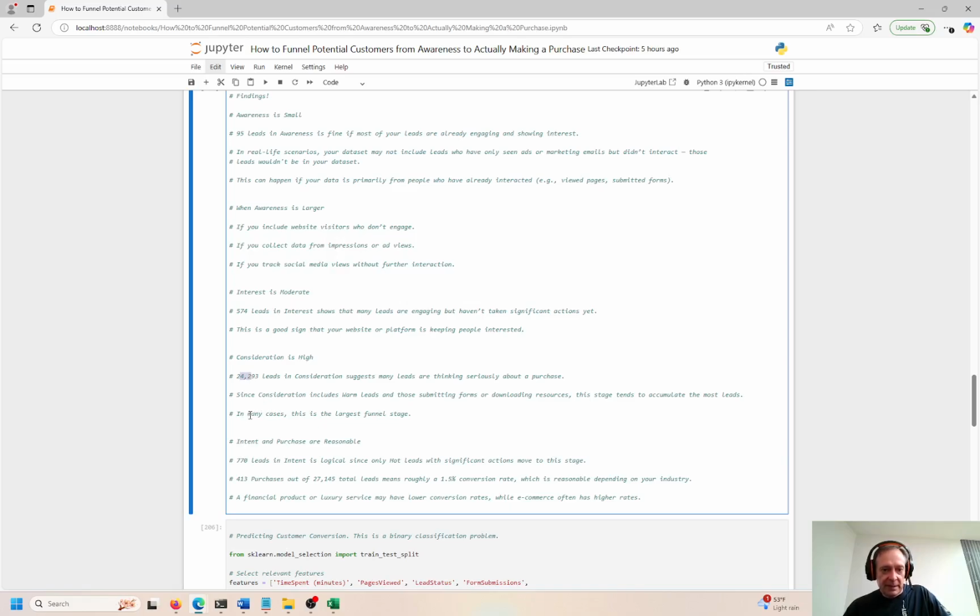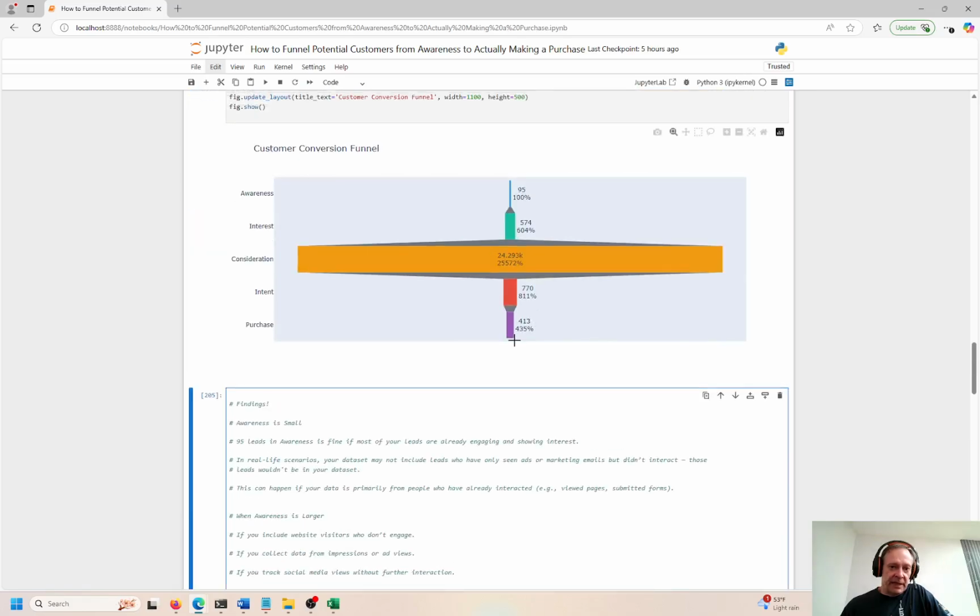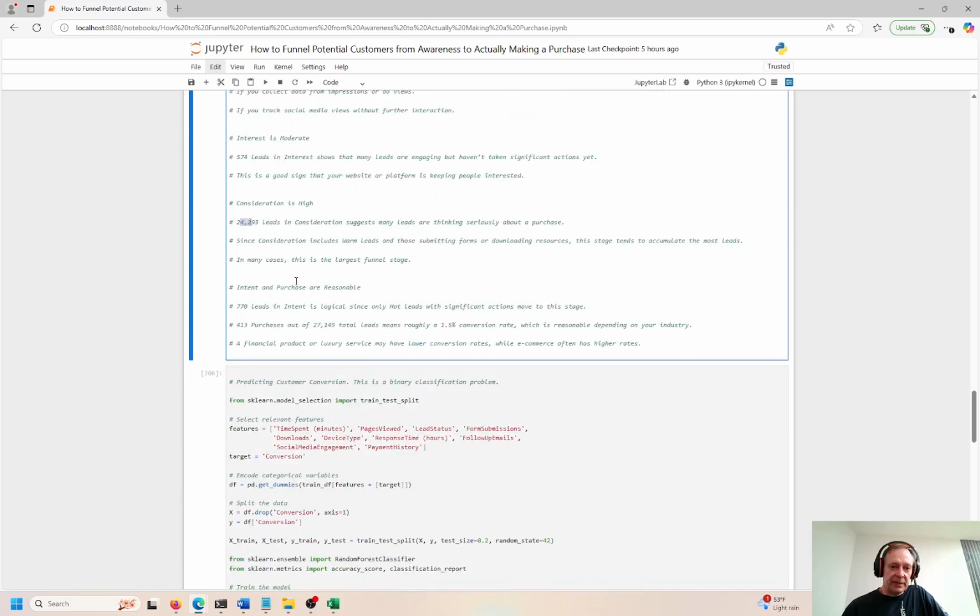In this case, this is the largest funnel stage, okay? Again, depending on how you define the problem and set it up and execute it, yours could look different from this. I think this is a good baseline. I think this is a very good start. And interest and purchase are reasonable. There's 770 leads in interest, 413 purchase out of 27,000 total leads. So that's a conversion ratio of about 1.5%.